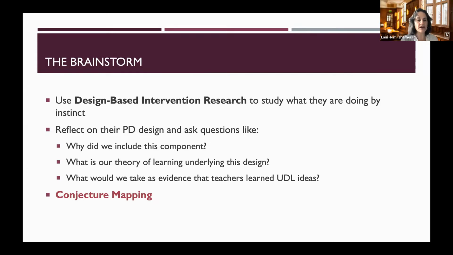So what I recommended was that they use design-based intervention research to study what they were doing just by instinct. And the idea of design-based intervention research is to really focus on the relationship between designs and learning. And I encouraged them to ask questions of their team, like, why did we include this component?